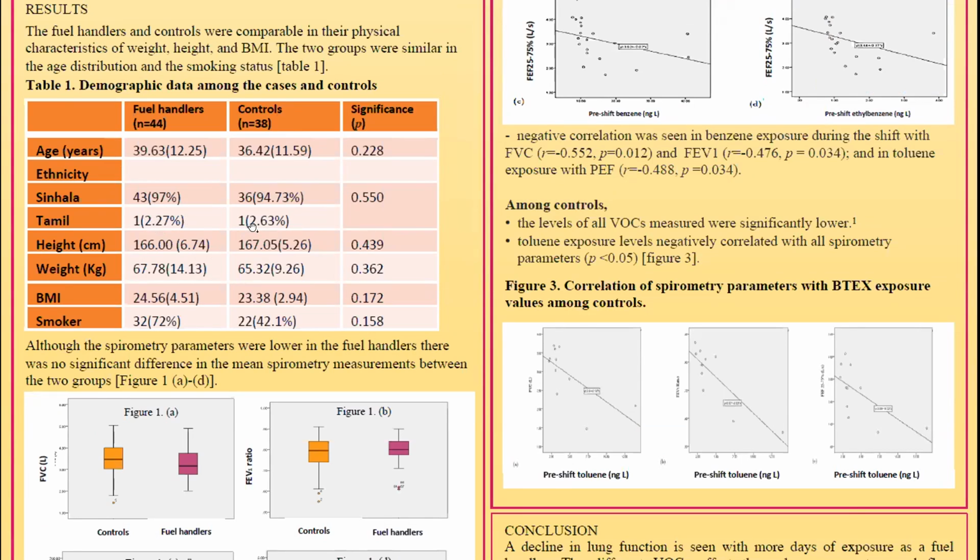What do you recommend that we do for these people? In this study, we saw a decrease in lung function with the duration of exposure, with about 52 hours per week. So we need to cut down on the duration of exposure and also use personal protective equipment. Yes, that was our recommendation.